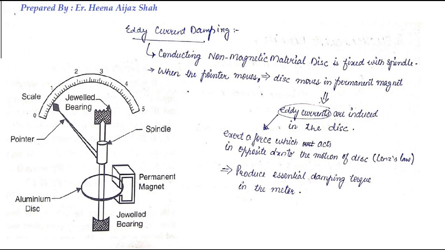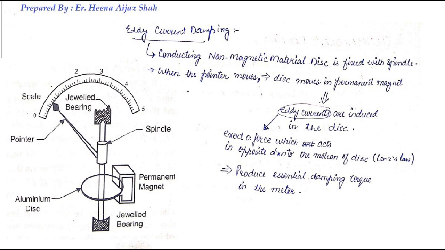Now let's see how eddy current damping works. As you can see in the figure, we have placed an aluminium disc and fixed it with the spindle. And this aluminium disc can move in the permanent magnet. So eddy currents will be produced in the disc. These eddy currents will try to oppose the motion using Lenz's law. That is what we actually wanted. We wanted to oppose the motion.